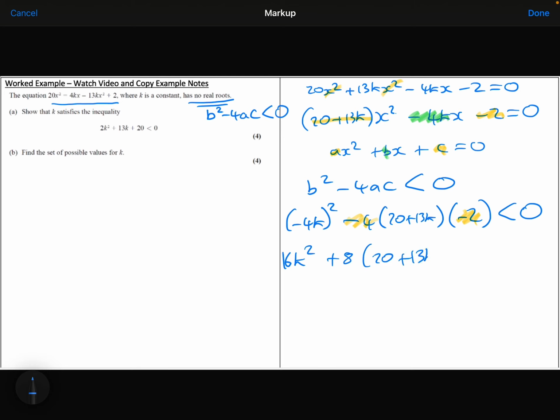So let's just deal with that bit first. And now I'm going to multiply out the bracket. I'm just doing this in 2 steps to make it a bit easier for myself. So I'm timesing the minus 4 and the minus 2 first, then I'll expand the bracket to get 8 times 20 is 160. The 8 times the 13 is going to be 104. Yeah, okay, that's fine.